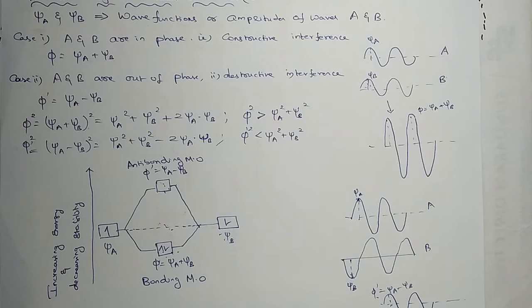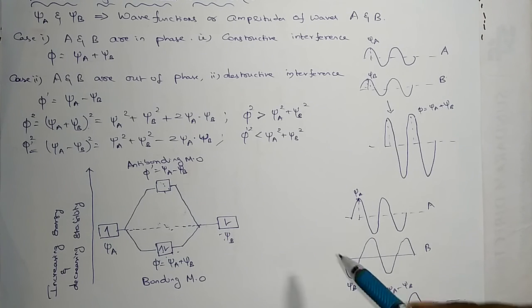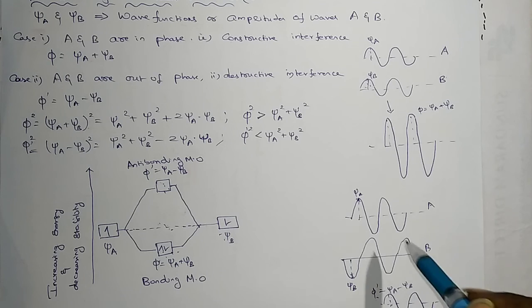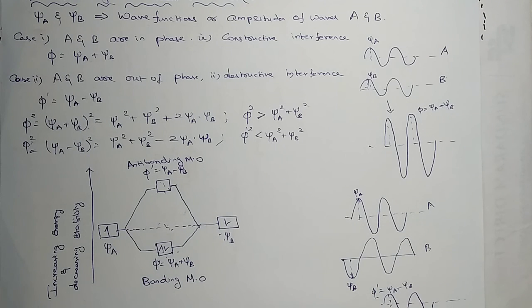The antibonding molecular orbitals are formed by the subtractive effect of the atomic orbitals, that is, destructive interference. The crest falls over the trough. Therefore, the amplitude of the new wave is given by phi dash equals psi A minus psi B. And the antibonding molecular orbitals are represented by sigma star, pi star, delta star, etc.